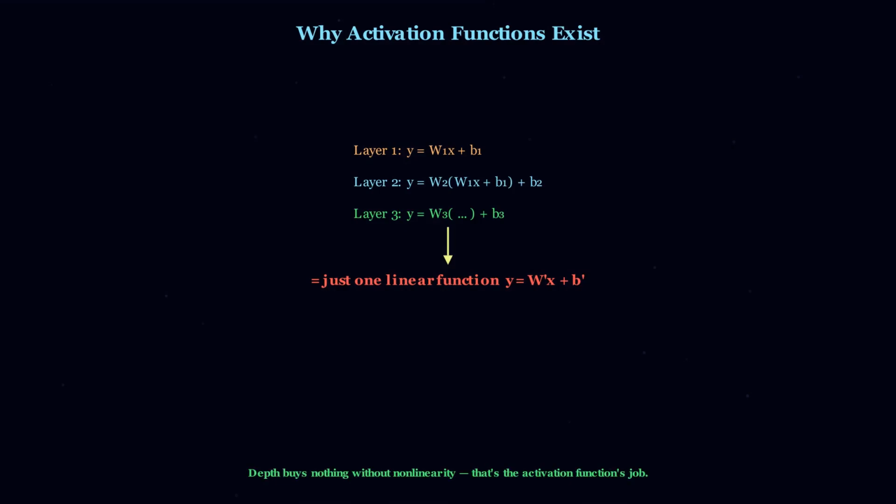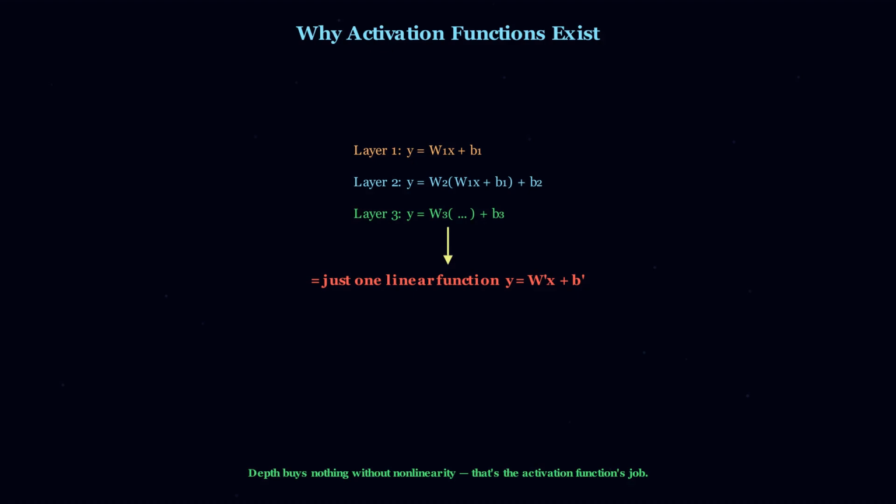Why do activation functions exist at all? Without them, every layer is just a linear transformation. Stack 100 linear layers, and you still have one linear function. Depth buys you nothing. Activation functions introduce nonlinearity. That is what lets a deep network approximate any function. Curves, boundaries, interactions that no straight line can capture.